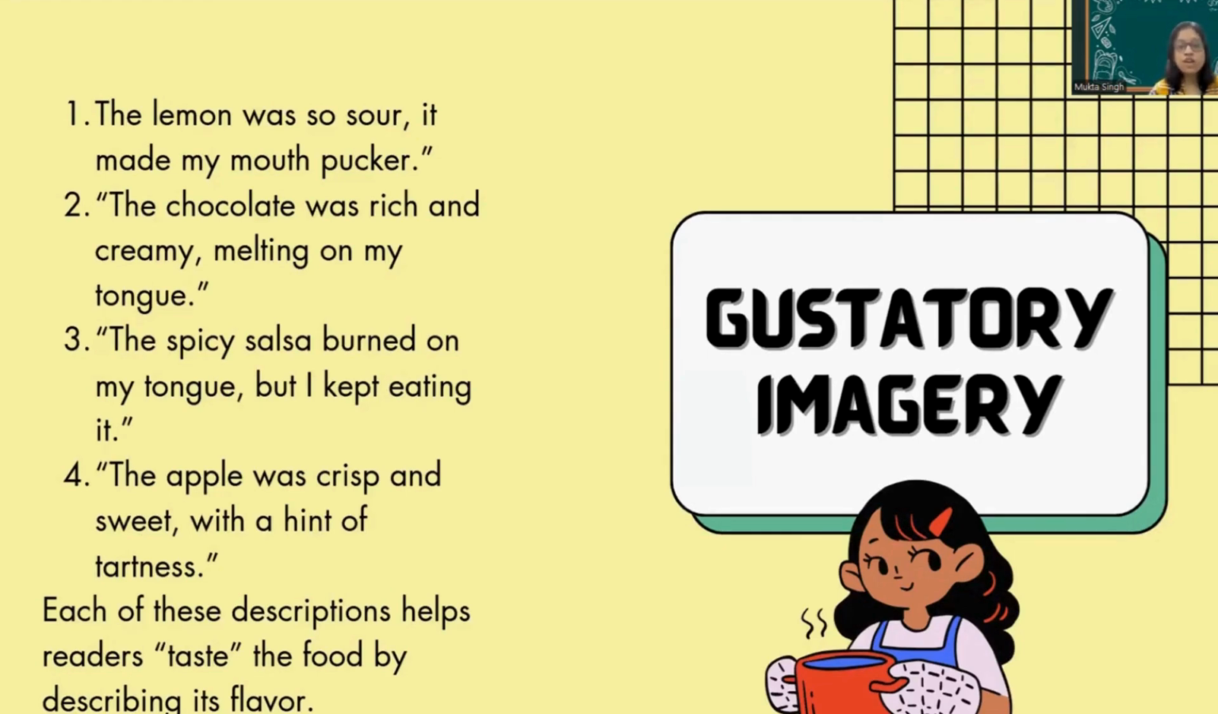Next, the chocolate was rich and creamy, melting on my tongue. The spicy salsa burned on my tongue, but I kept eating it. The apple was crisp and sweet with a hint of tartness. Now, each of these descriptions helps the reader to taste the food by describing its flavor. Imagine the flavor of the food that the writer has described.